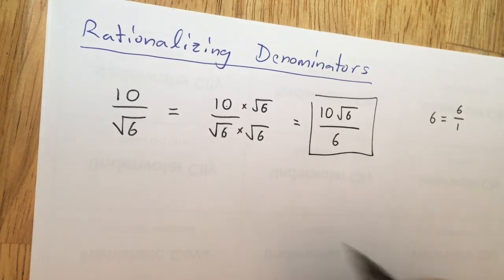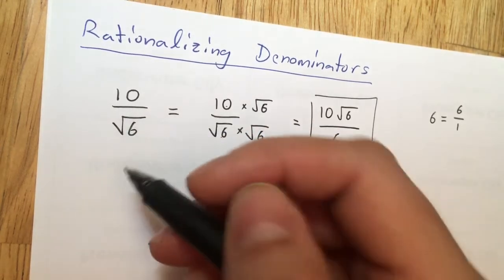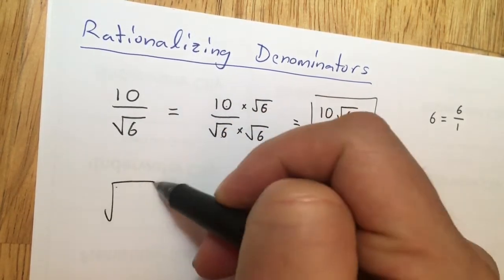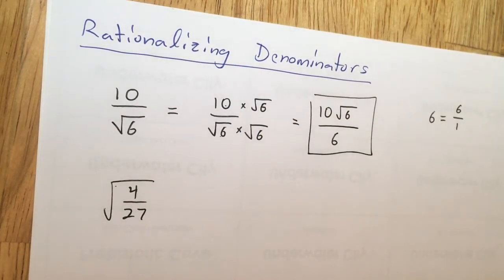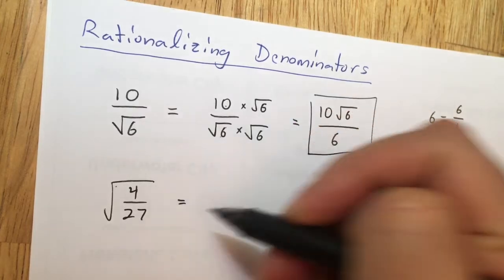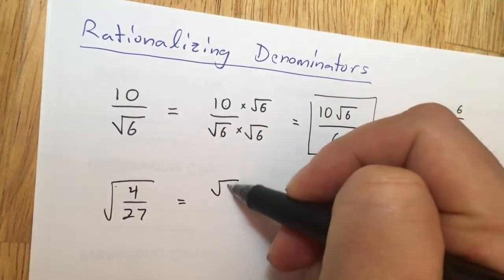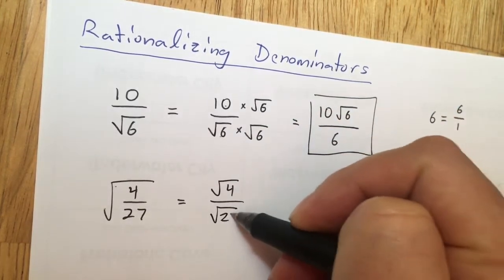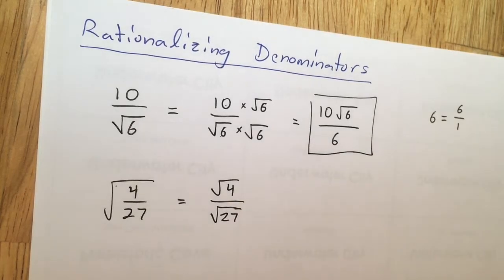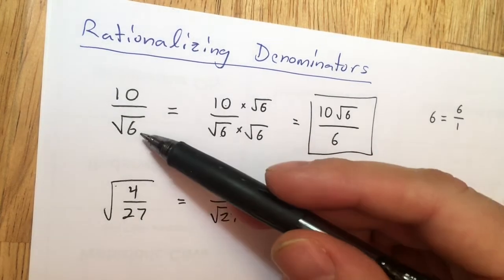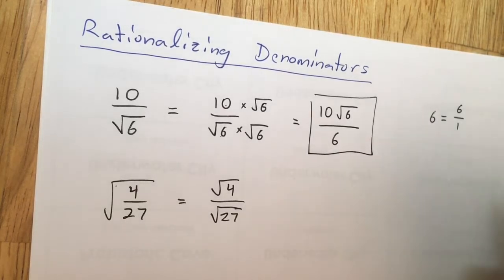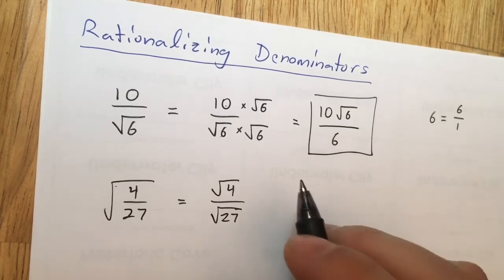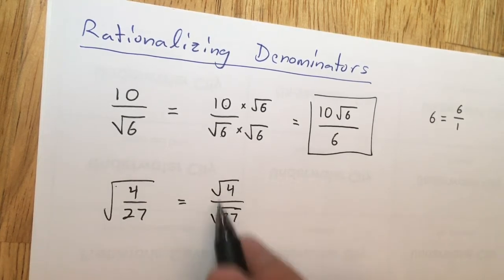Let's try another one. Let's try the square root of 4 over 27. Okay, well, let's start simplifying this. One of the things we can do is we can write this as the square root of 4 over the square root of 27. Now, you might just say, well, let's just do what we did up here and just multiply the numerator and denominator by root 27. And that will work. That will work. But I think that there's a little bit quicker way, a little bit cleaner way to do this, is to simplify these radicals first.